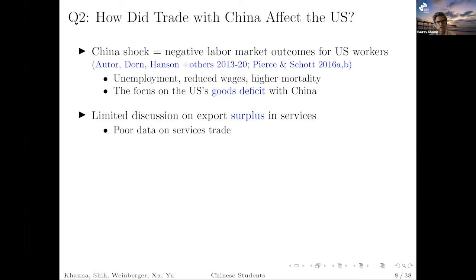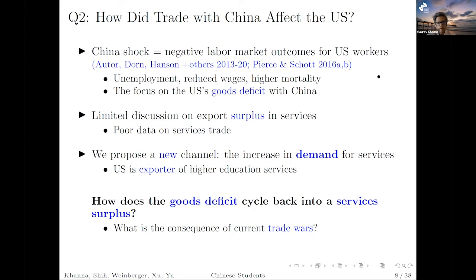But that entire discussion, not just in the research sphere, but also politically and also in the media, that entire discussion has really focused on the US's goods deficit with China, right? The deficit in commodity trade. There's almost no discussion really on the export surplus in services that the US has, right? And one of the reasons that discussion might be missing is there's very poor data on the services trade. But what we're interested in is this: how is this goods deficit with China really cycling back as an export surplus in services, right?